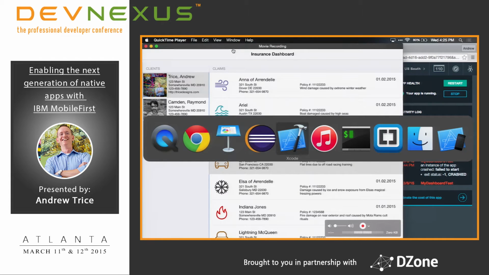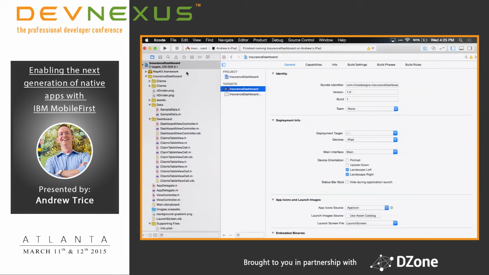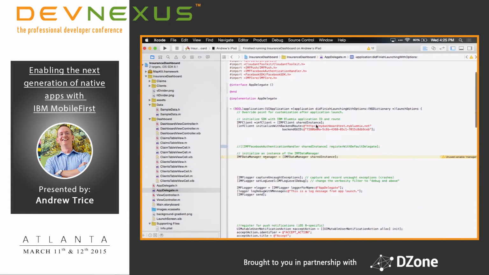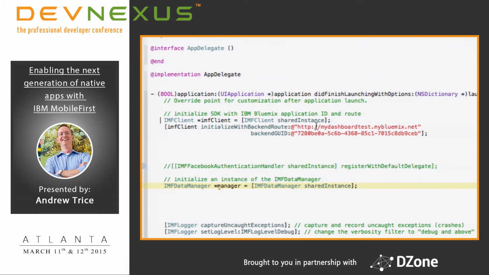So now let's jump over to Xcode and make sure I'm looking at the right one. Yes, I am here. So the first thing that you need to do, if you're building an app, is you need to connect to the mobile first server, which is running in Bluemix, which is the Node.js server. When you set up your app, mobile first on Bluemix is going to provide you a set of instructions where you can use a framework called Cocoapods to manage all your dependencies for you.